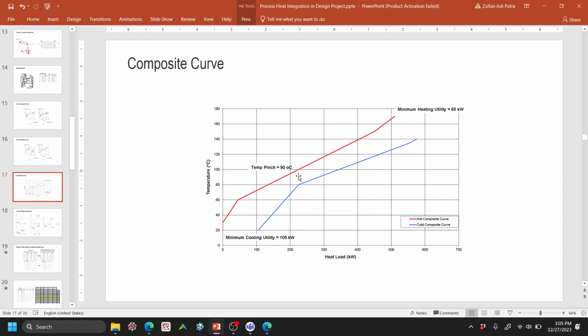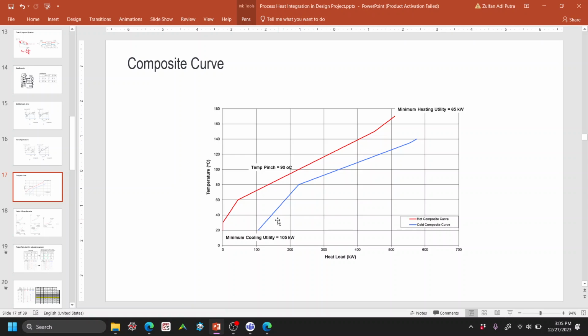We have a method called a shifted temperature. So we shift the temperature of hot streams down by half delta T. In this case that is 10, because the selected delta T is 20, so half of it is 10. So this whole red graph will be reduced by 10 degrees C.